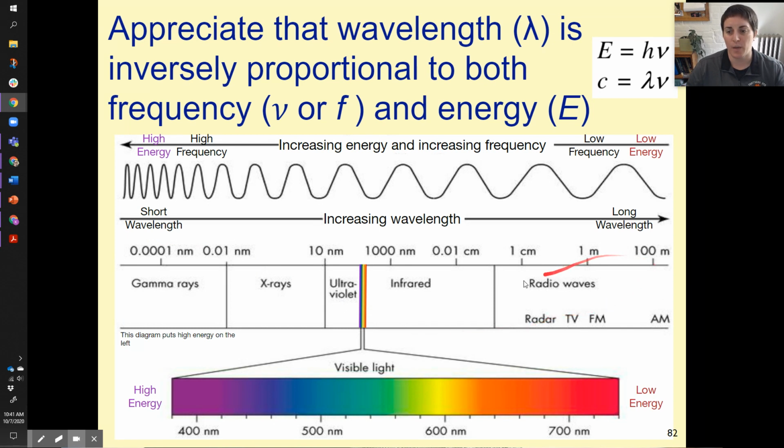We've categorized some of these waves depending on their wavelength. So wavelengths of 100 meters to about 1 centimeter, those are things like radio waves used for radar, television, FM and AM radio. Then we get a little bit shorter wavelengths. We're into the infrared zone. Then we have visible light. Smaller than visible light, we move into ultraviolet, then X-rays, and then gamma rays. This particular diagram shows the highest energy waves on the left, but sometimes they're flip-flopped.